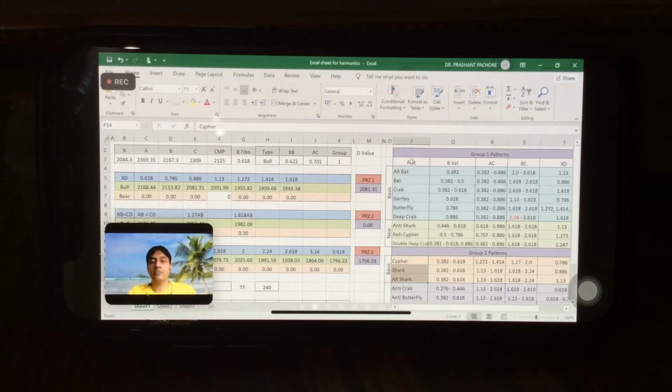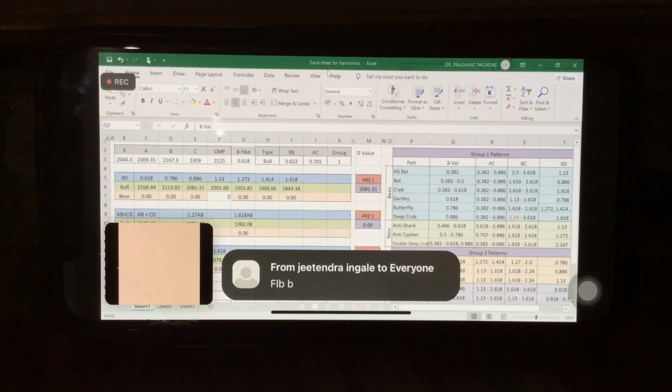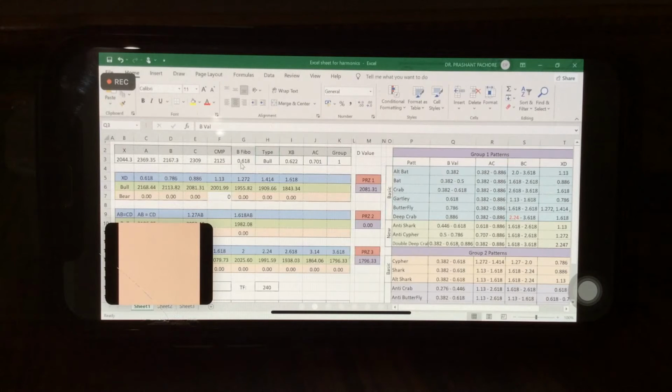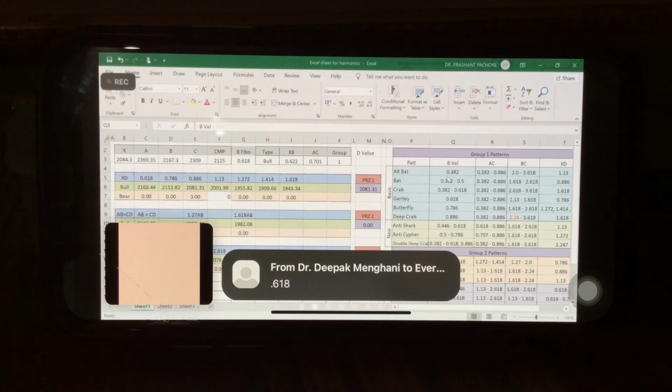So the pattern we have got, column of pattern. Then the second column is of which value? Second column, Q column. B FIBO, right? B value. So what has the left side of the sheet told me? How much is B? What's the B point? 0.618.